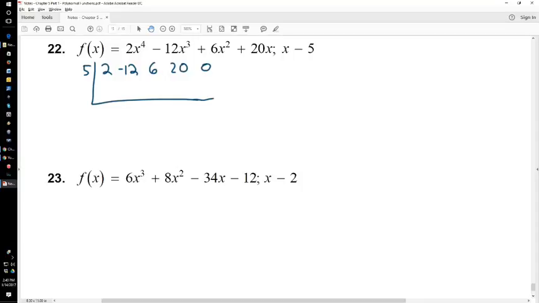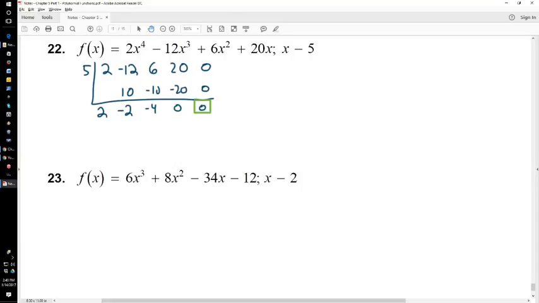All right. So drop down, then multiply, add, multiply, add, multiply, add. So drop down the 2. 2 times 5 is 10. Add those up, you get -2. -2 times 5 is -10. Add those up, you get -4. -4 times 5 is -20. Add those up, you get 0. 0 times 5 is 0. And you still get 0. Yay! Because we got a 0 as a remainder, this is what?